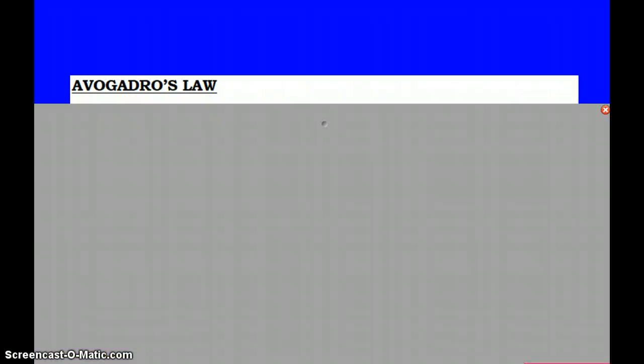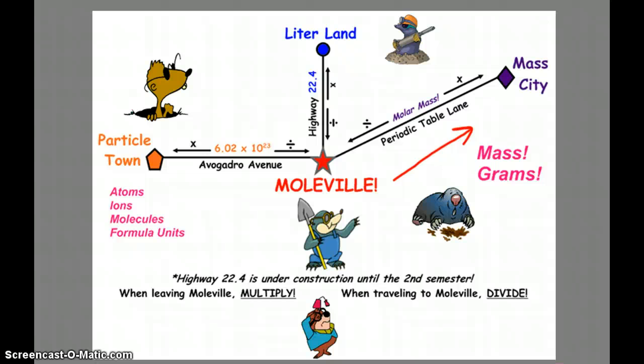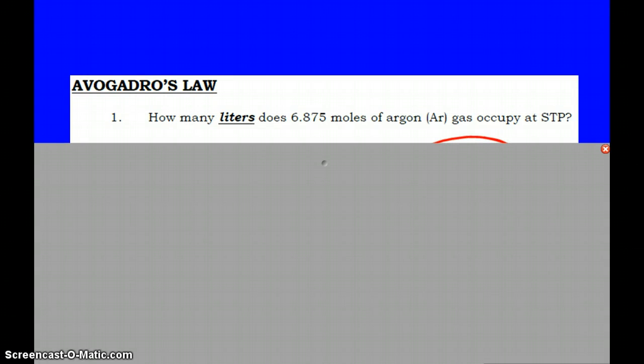Avogadro's law. Okay, again, map to moleville. And so we have liter land here with highway 22.4, and we can do all these problems using the map to moleville. So the first question, how many liters does that many moles of argon gas occupy?